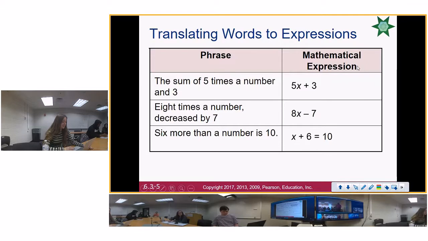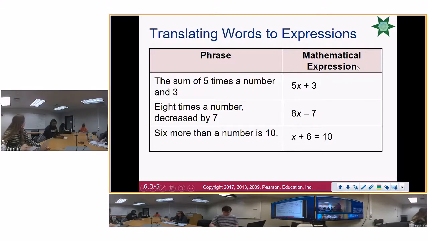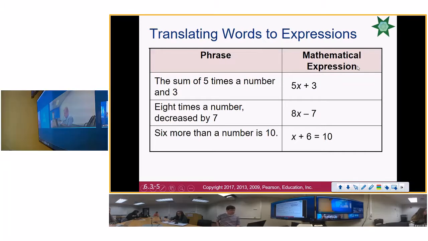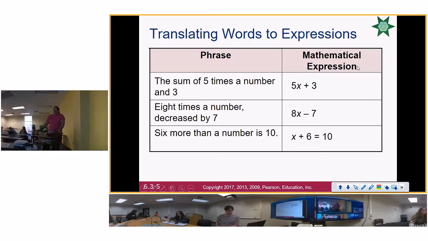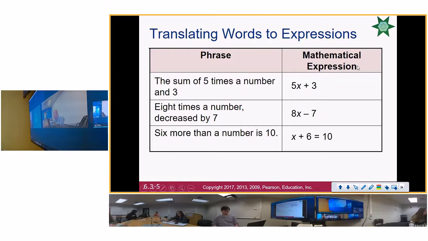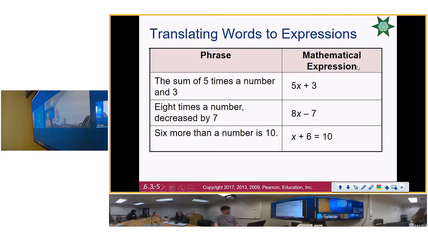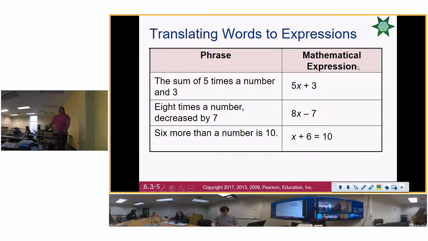Write those three down. These are just key words that you need to watch out for. And another key word that you need to watch out for is the word is. Does anybody know what the word is means? Equals. Is means equals most of the time. So I'm going to let you write those three down, and you can pull these up. This is what you Google: keywords for word problems. When you pull up keywords for word problems, you're going to see all these.